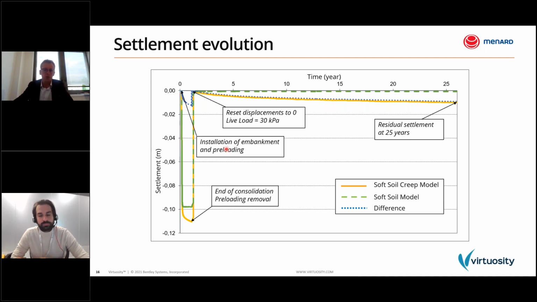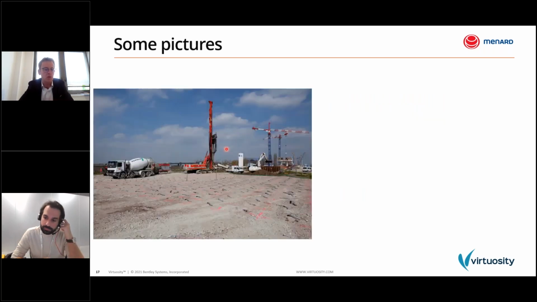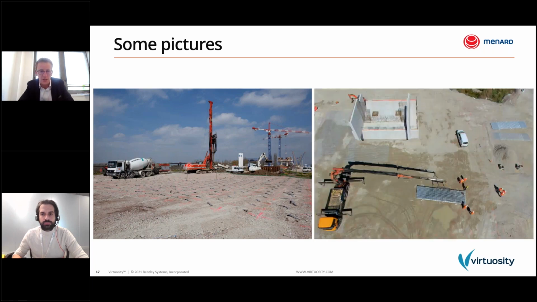Here I will show you some pictures from the site. In the foreground here, you can see the prefabricated vertical drains. In the background, you can see the CMC rig installing the CMC. In total, we installed 700 vertical drains and 4,000 CMCs. On the right picture, you can see the installation of the steel mesh panels.